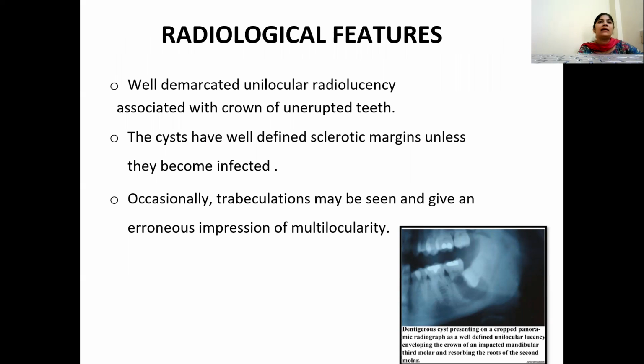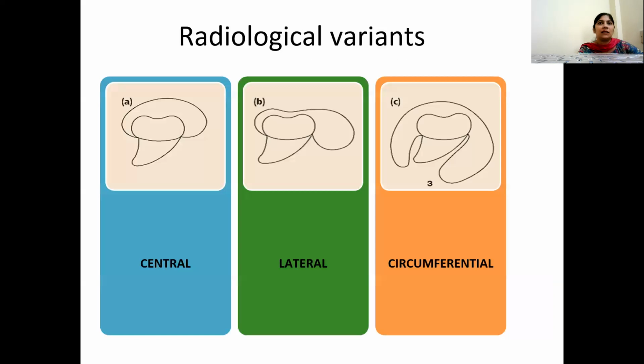Radiological features: a well-demarcated unilocular radiolucency associated with the crown of an unerupted, impacted tooth. That is a peculiarity in the radiographic appearance of a dentigerous cyst. It will have a well-defined sclerotic margin unless it becomes infected. Occasional trabeculations may be seen and give an erroneous impression of multilocularity. So again, trabeculations can also be seen.